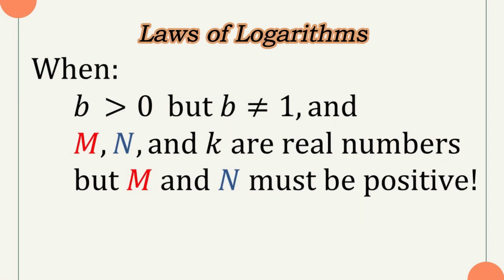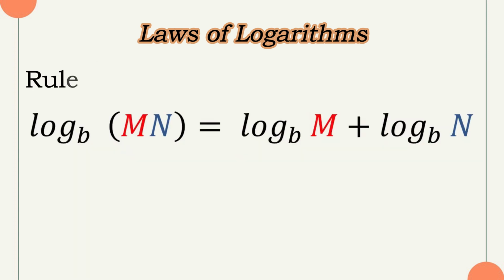On the other hand, here are the laws of logarithms. When b is greater than 0, but b is not equal to 1, and m, n, and k are real numbers, but m and n must be positive. Number 1. The logarithm of the quantity m times n to the base b equals the logarithm of m to the base b plus the logarithm of n to the base b.